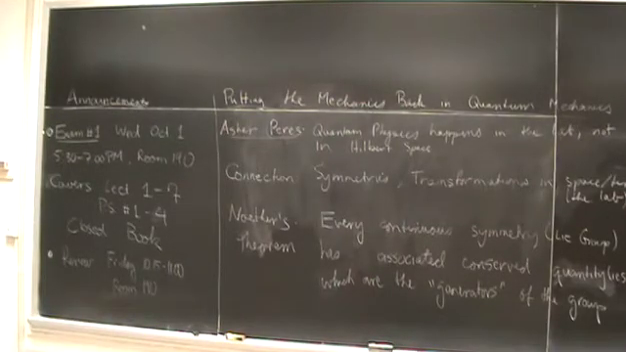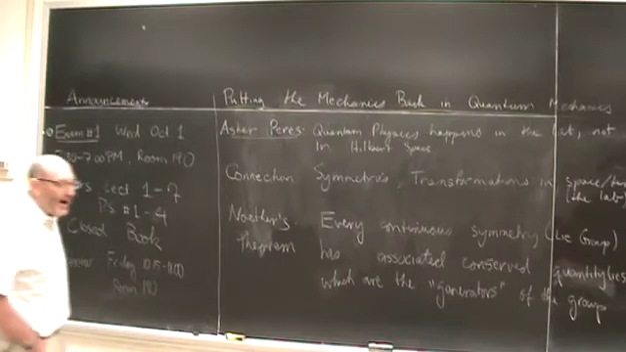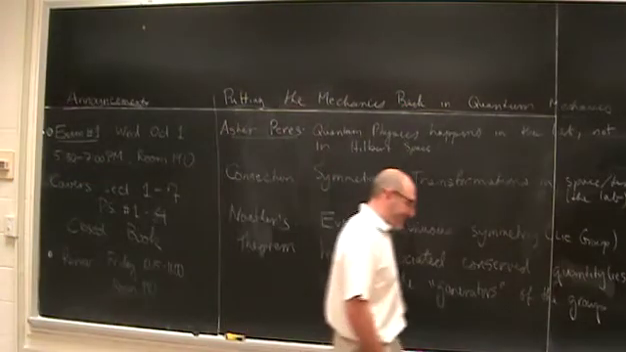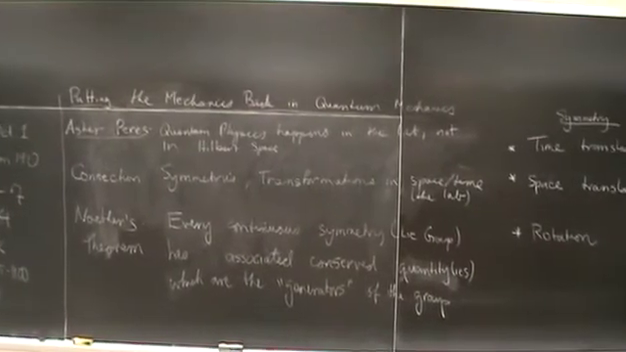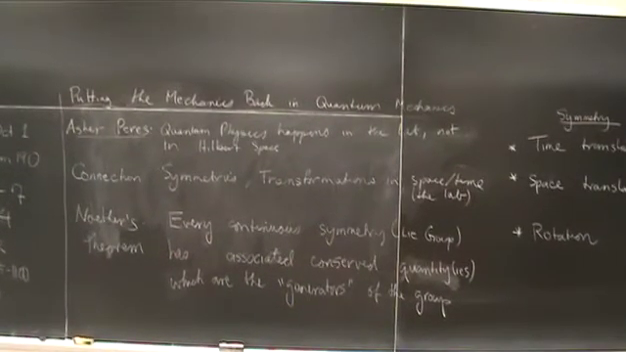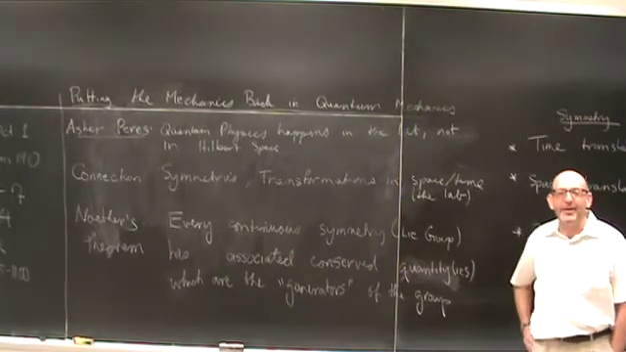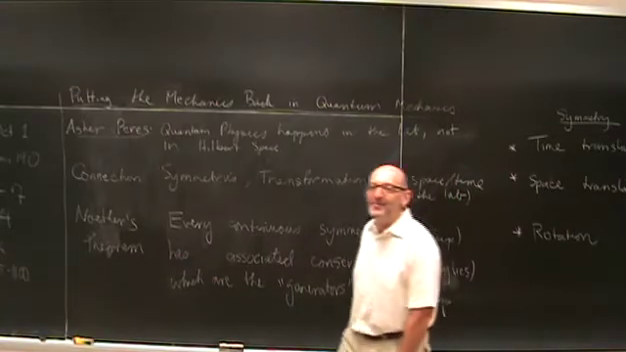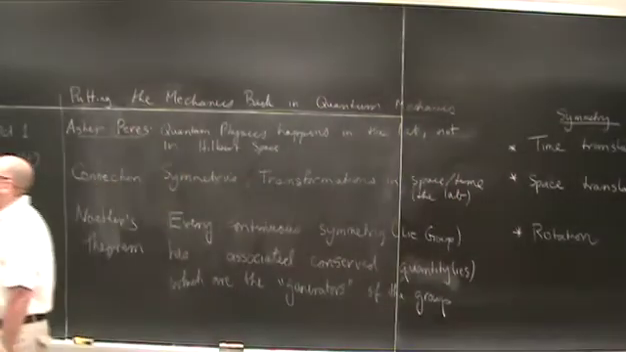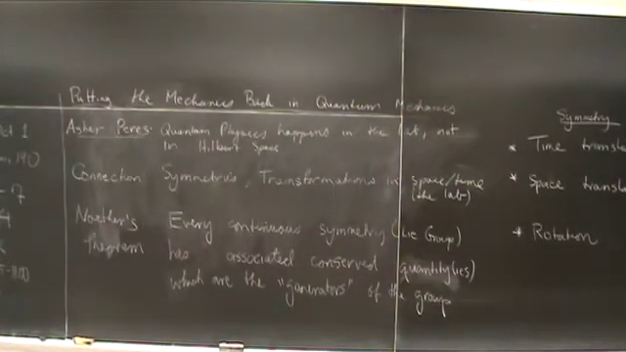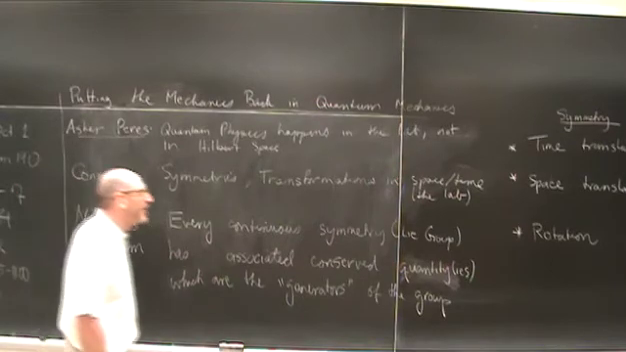So I'm fond of this quote from Asher Peres, who's one of the great thinkers about foundations of quantum mechanics. He was fond of saying, I think roughly, quantum physics happens in the lab, it doesn't happen in Hilbert space. So we want to have a hook back to our physical world. The Hilbert space is abstraction, so there's a hook that connects these things together.